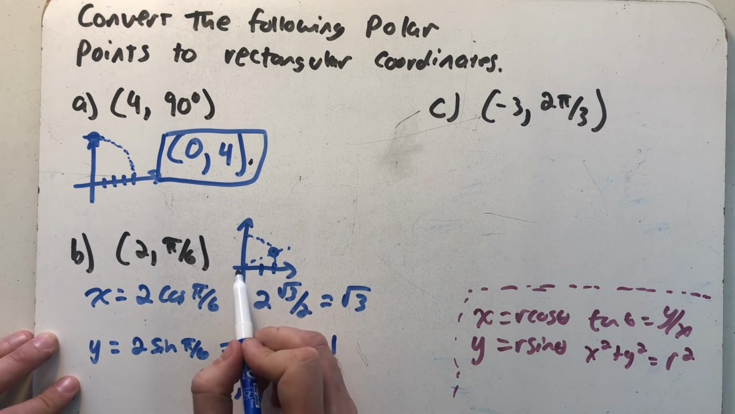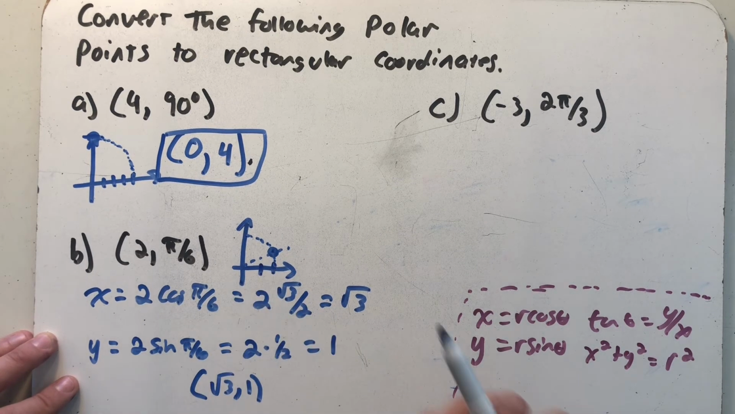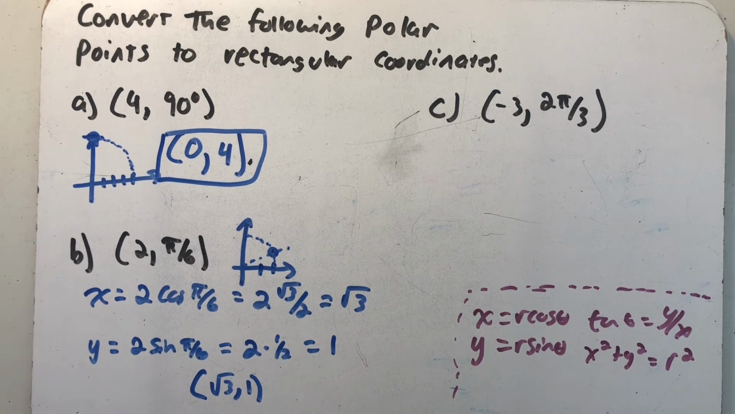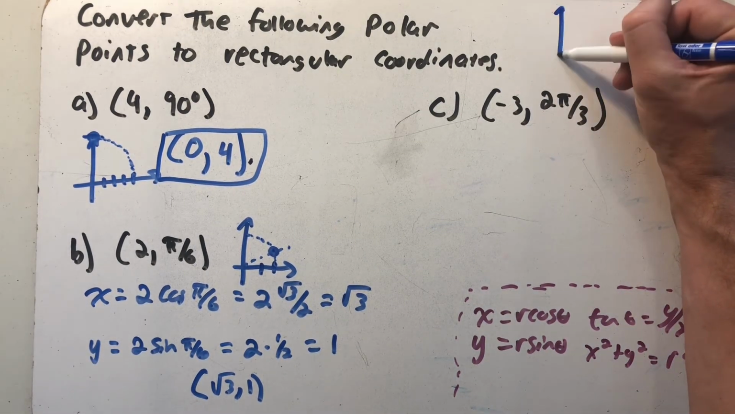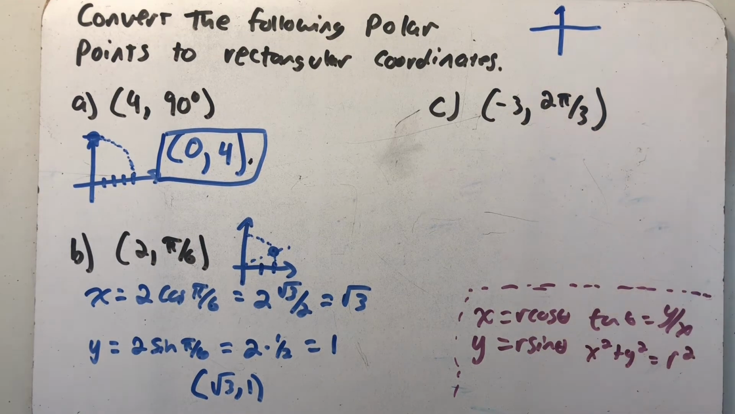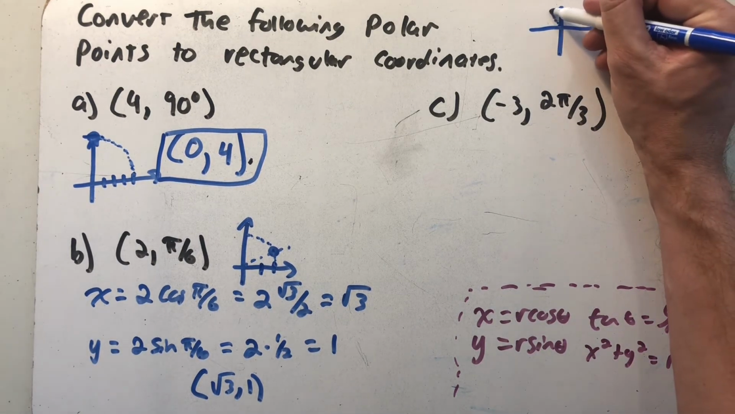And that makes sense for this one. I go over about 1.7 and up 1 whole unit, and I end up right there on that circle of radius 2. All right, I do like to plot these first, thinking about the polar coordinates. It helps me kind of check my answer. So 2 pi thirds right here.